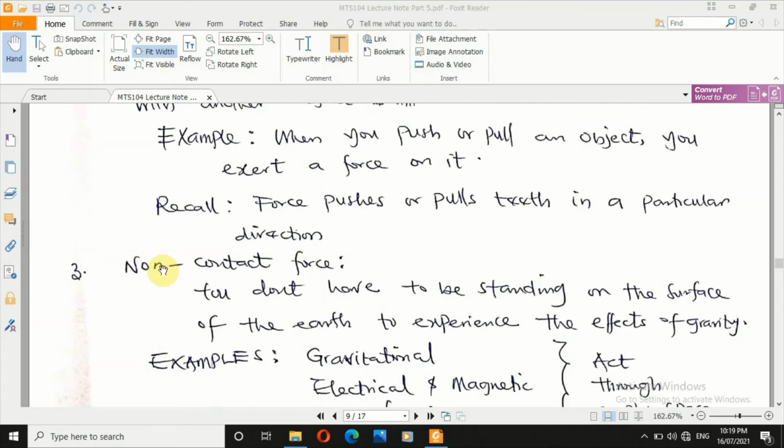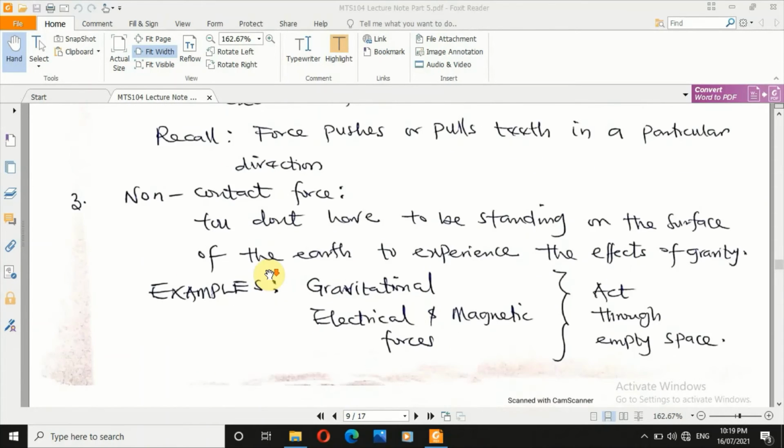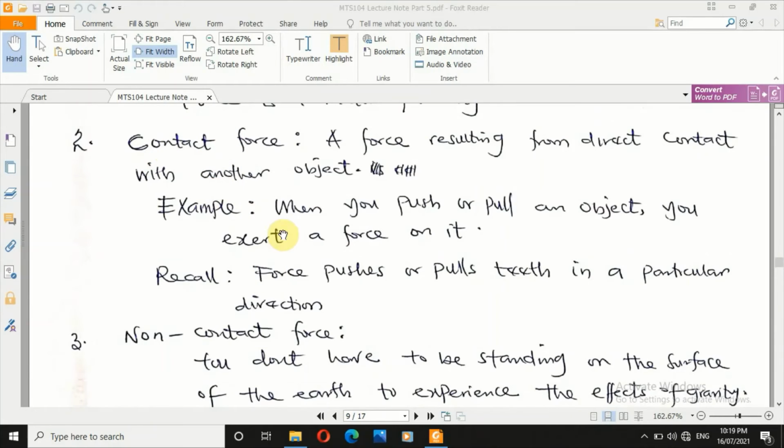So let's talk about another one again. Non-contact force. Even before we go to non-contact force, let's talk about this contact force again. The example is if you are pushing a car. If you are pushing a car, let's say a car is faulty and you want to push it now. No, there's no way, you have to exert a force on it. And that is the same thing that the engine is doing. The engine produces force to move the car against friction.